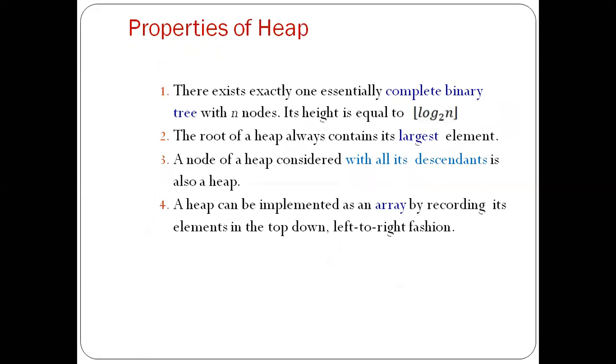Next are the properties of a heap. It is a complete binary tree, and the height can be represented as log n. That is the first property. The second property is that the root of the tree will always be the largest one.